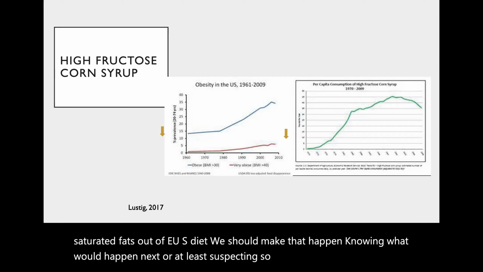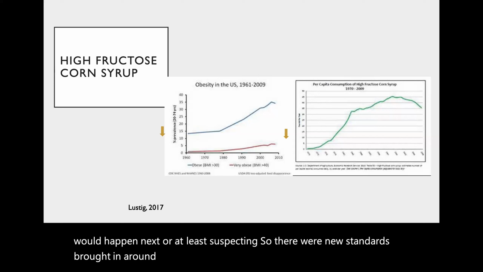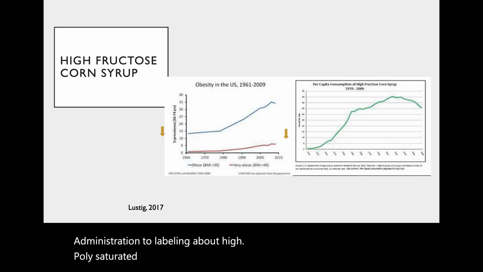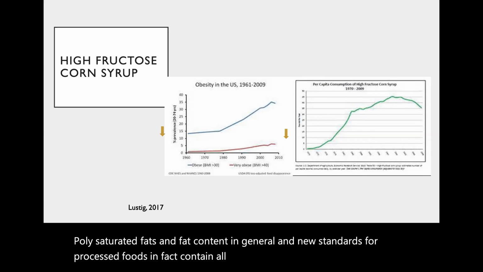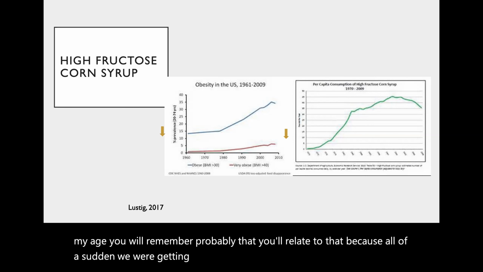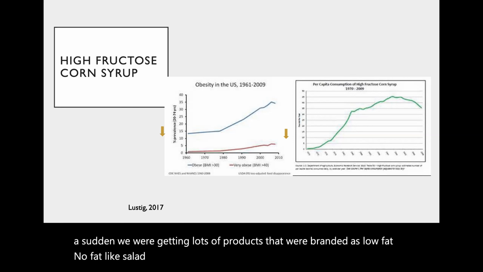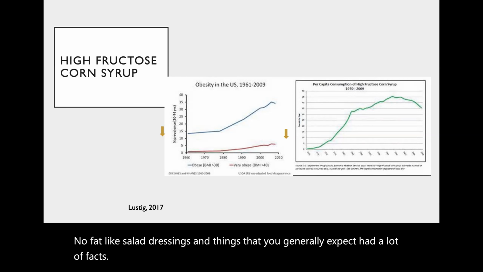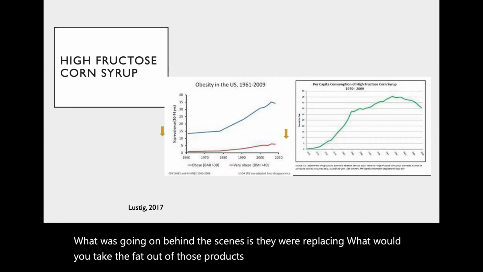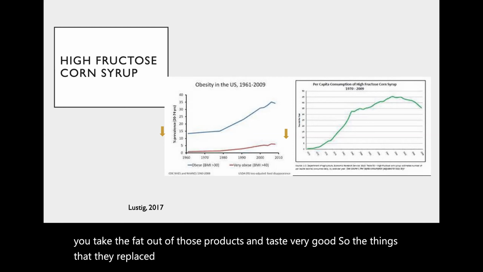So there were new standards brought in around that time by the Food and Drug Administration to labeling about polyunsaturated fats and fat content in general, and new standards for processed foods and fat content. All this no fat, no fat, no fat. And if you're of my age, you will probably remember that. You'll relate to that, because all of a sudden we were getting lots of products that were branded as low fat, no fat, like salad dressings and things that you generally don't expect had a lot of fat. What was going on behind the scenes is they were replacing, when you take the fat out of those products, they don't taste very good. So the thing that they replaced them with was high fructose corn syrup.